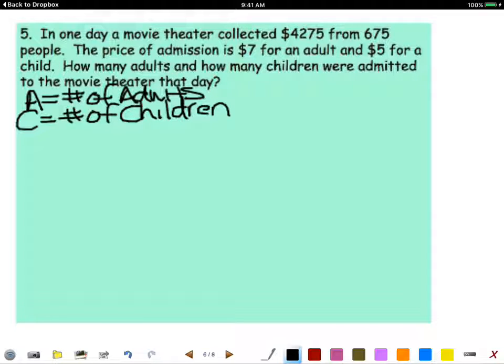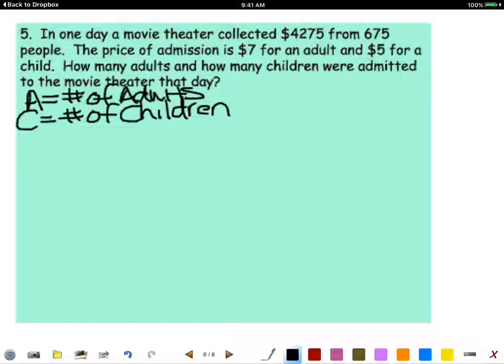Okay, so let's do this. Let's talk about the number of people that went to the theater that day. We know adults and children went to the theater, right? And what do we know about that? Each adult costs $7. Not the money. Talk about the number of people that went. 675 people. Right, 675 adults and children went to the theater that day.